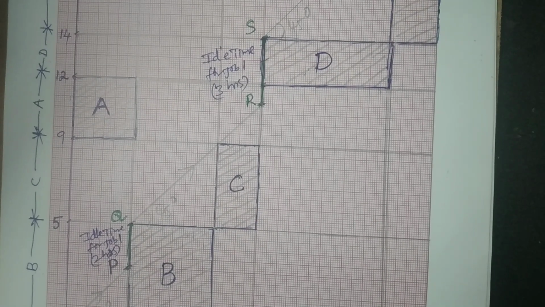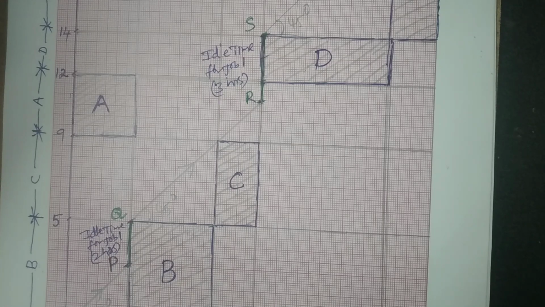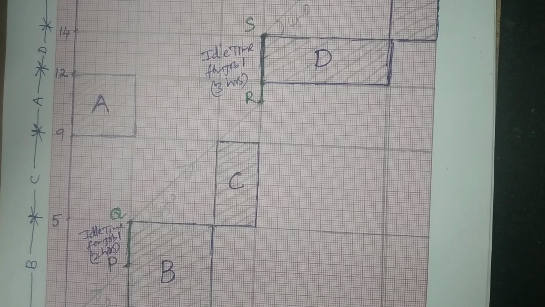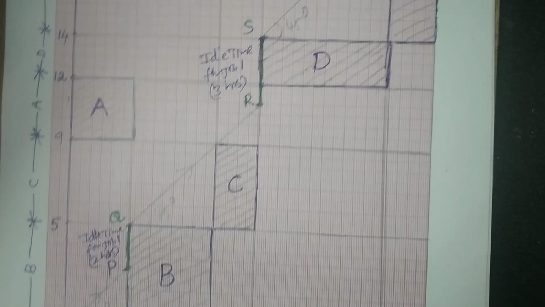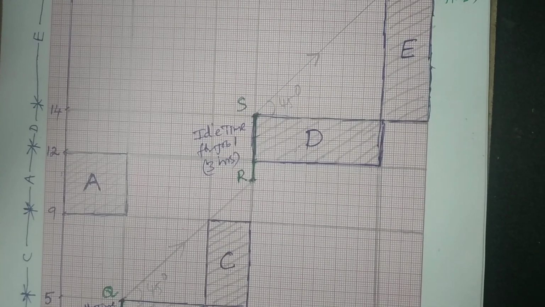Hope you understand. From this graph, you have to calculate the total elapsed time, idle time for job 1, and idle time for job 2, by drawing these rectangles, which are called blocks. You have to construct the blocks and then draw the diagonal line. This is the crucial part. This is the graphical method of processing two jobs through K machines. Thank you very much.